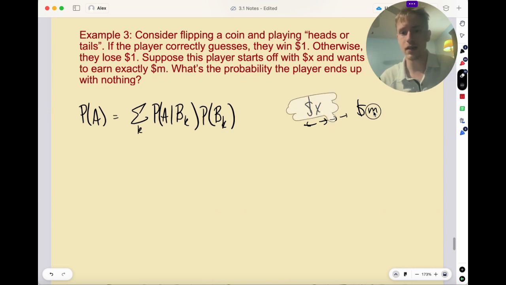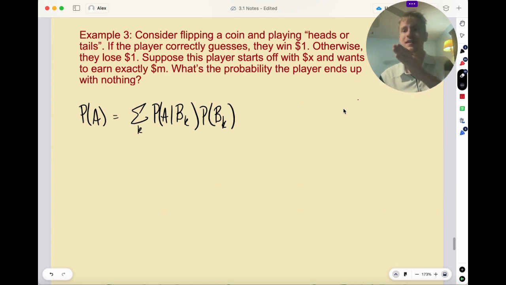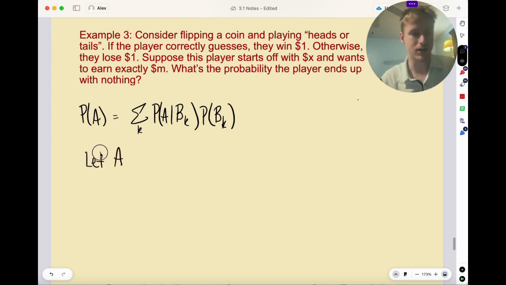Well, clearly, this is going to depend on how much money you start with, right? If you start off with more money, that means that it can vary a little bit more before you end up with nothing. But let's go ahead and kind of work this through. So in order to use this formula successfully, it's pretty clear that we're going to let A be the event where you end up with nothing.